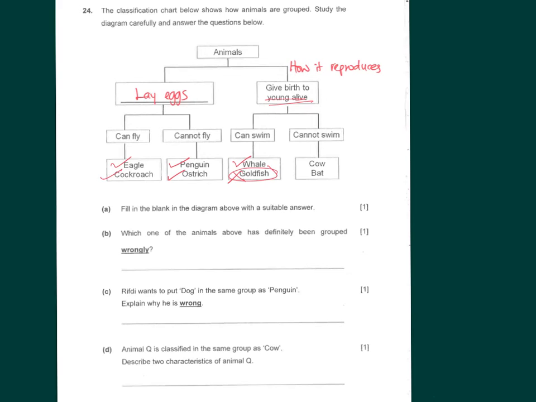Let's check if there is anything else that's wrong. Cow, give birth? Yes. It's a mammal. Cannot swim? Yes. Bat, give birth? Yes. So by the way, bat is not a bird. Bat is a mammal. Okay? Please take note. And it also cannot swim. So the only thing that's wrong here is the goldfish.